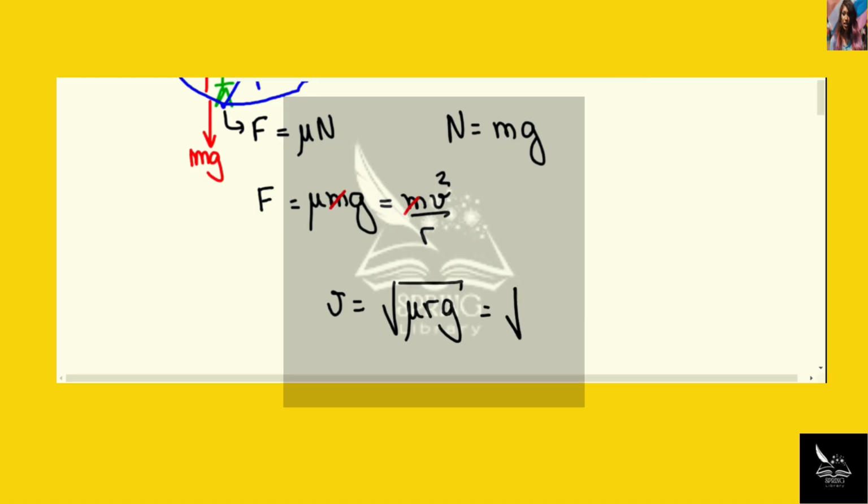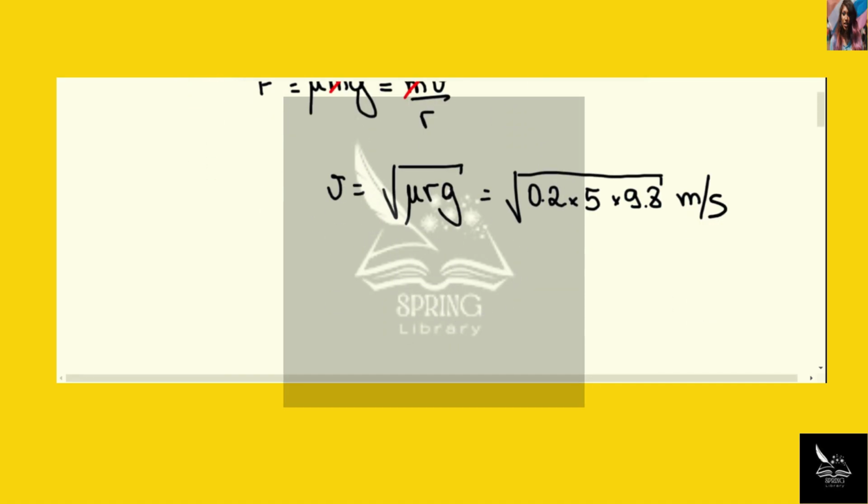Now mu is 0.2, r is 5, and g is 9.8. All this is in the metric system. So the maximum velocity, the maximum speed that the girl can have before starting to slip is 3.15 meters per second.